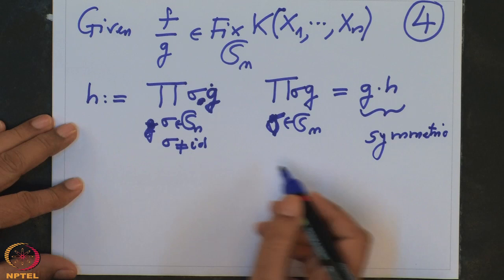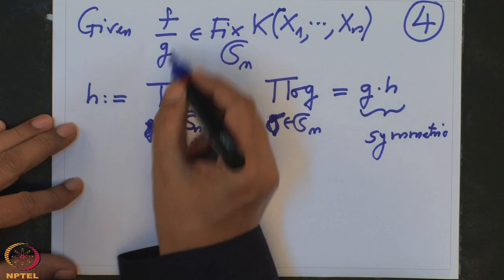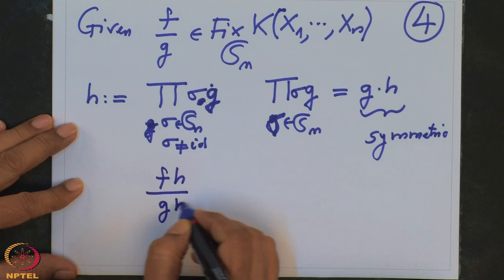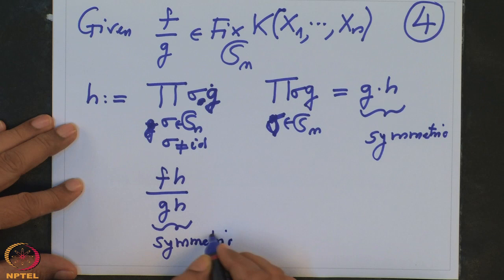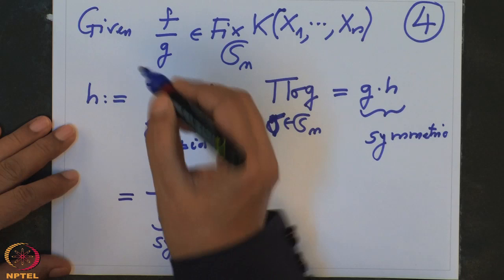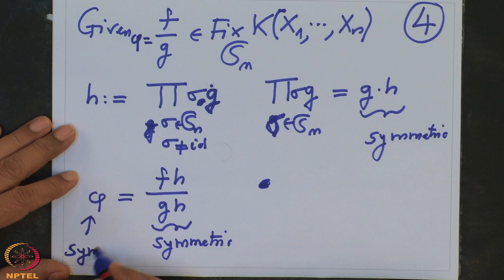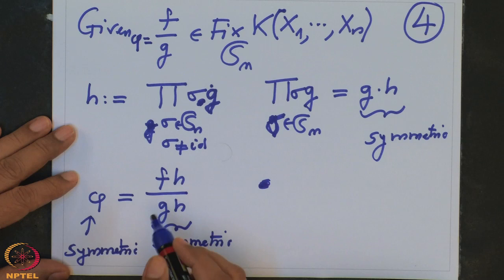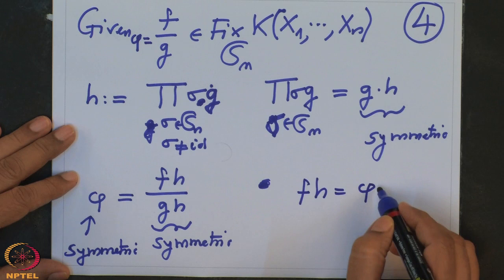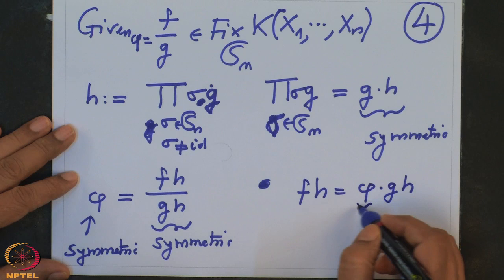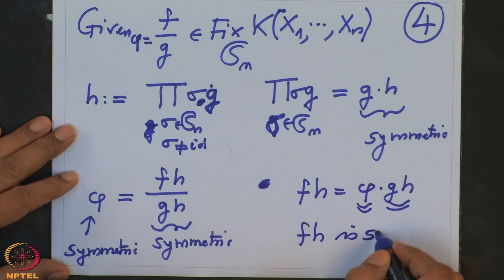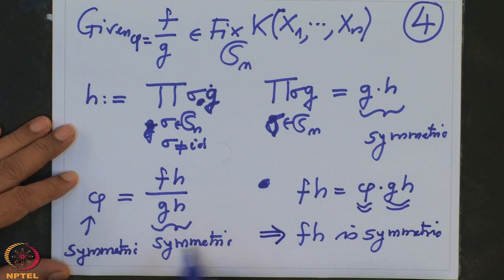And now I am going to multiply up and down by h. So fh and gh. Now this became symmetric. And this is my phi. Let's call this phi. Phi is symmetric. So I have phi symmetric and gh symmetric. Therefore fh is phi times gh. But now, because phi is symmetric and gh is symmetric, therefore fh is symmetric. So, therefore, both are symmetric.